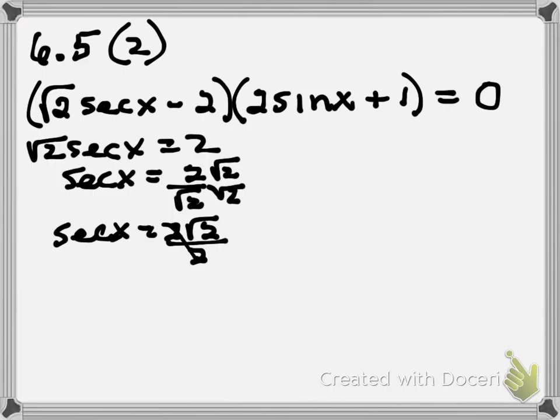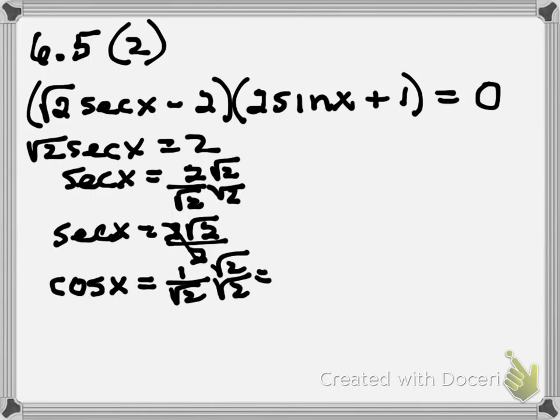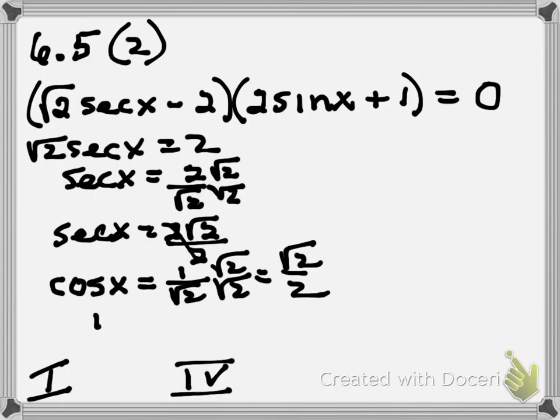Now, actually, it probably would have been better to use the cosine, since I want the reciprocal of that. So 1 over the square root of 2, I'm getting the square root of 2 over 2. And I need the first quadrant and the fourth quadrant, where cosine is positive. What angle has as its cosine the square root of 2 over 2? 45. So in the first quadrant, that would be pi over 4.